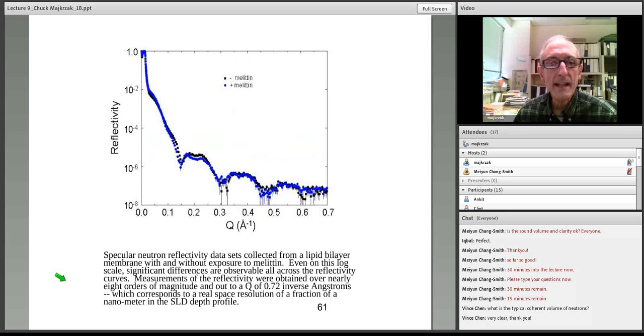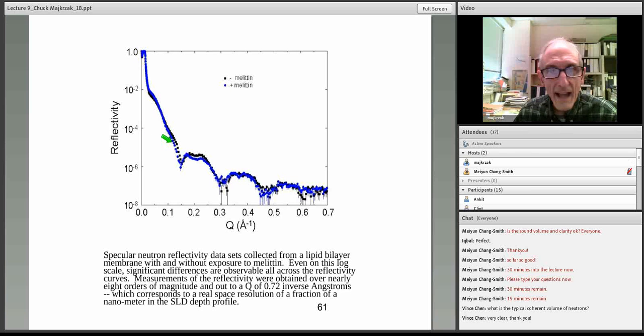Here is reflectivity data, taken out to a really high Q. This is probably a world's record. I mean, this is really a difficult experiment to do, and it took a long time, a day and a half of beam time. But it illustrates, again, what the potential is, what you ultimately can expect to get. And there's good signal-to-noise ratio all the way up to about 0.6 to 0.7 reciprocal angstroms.